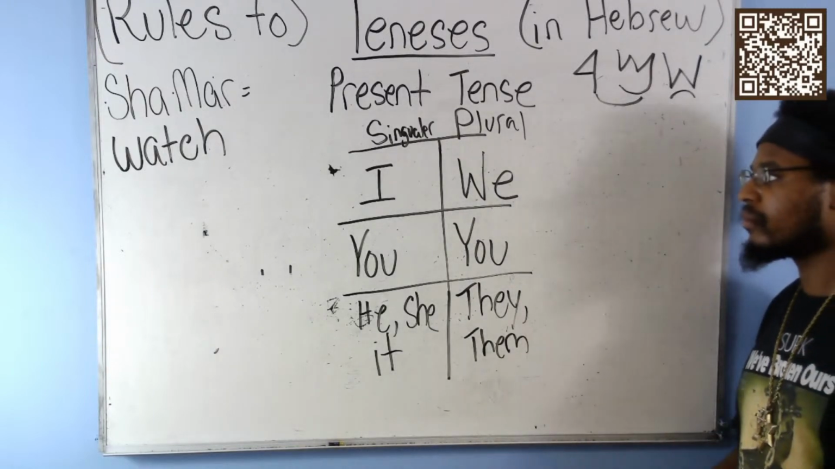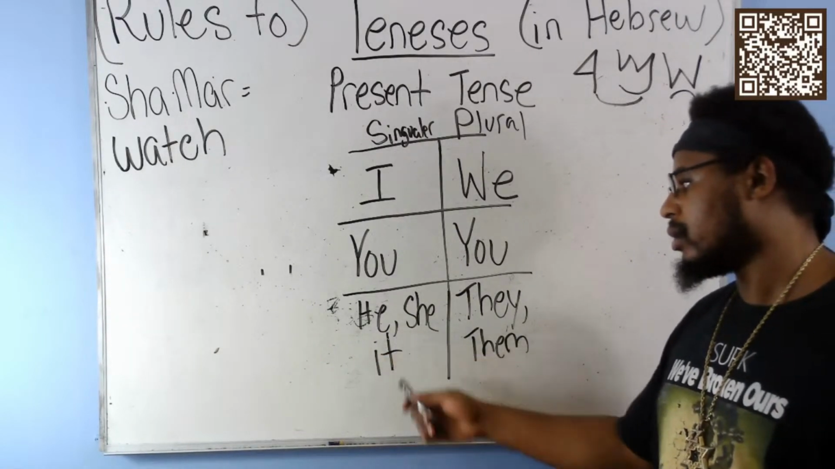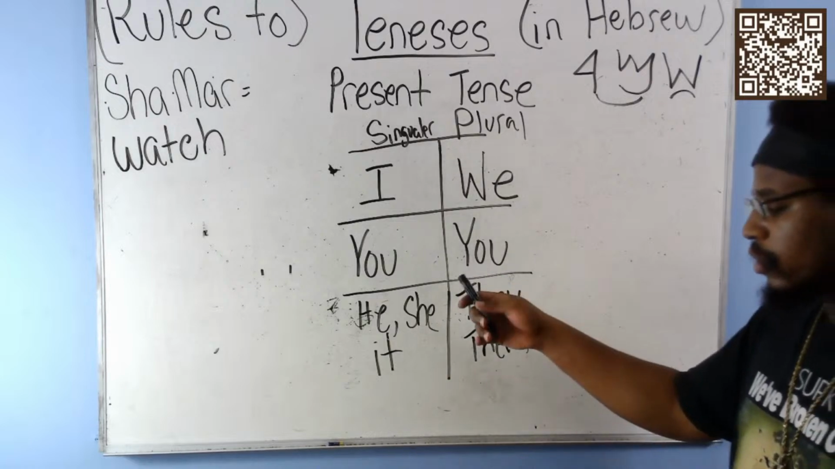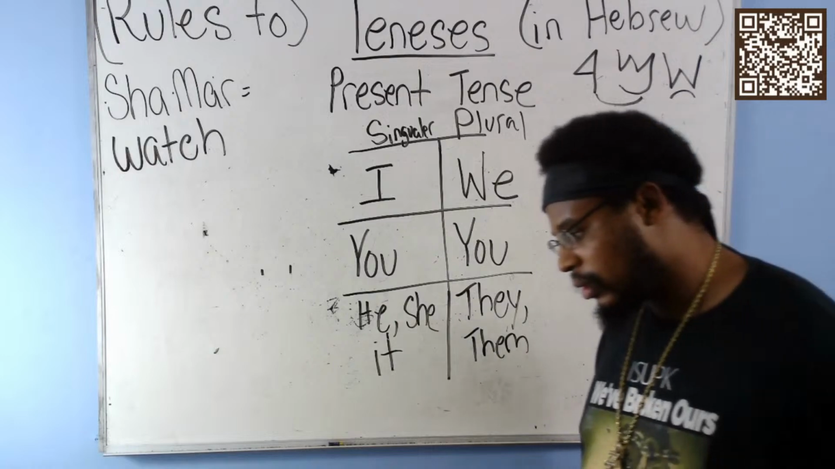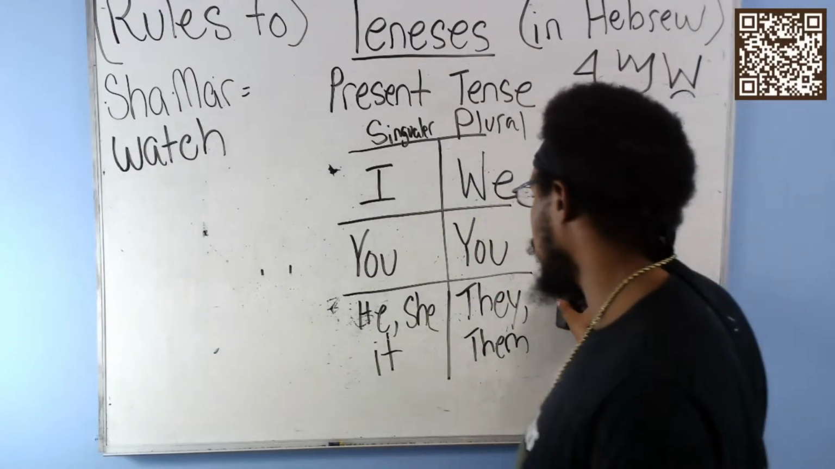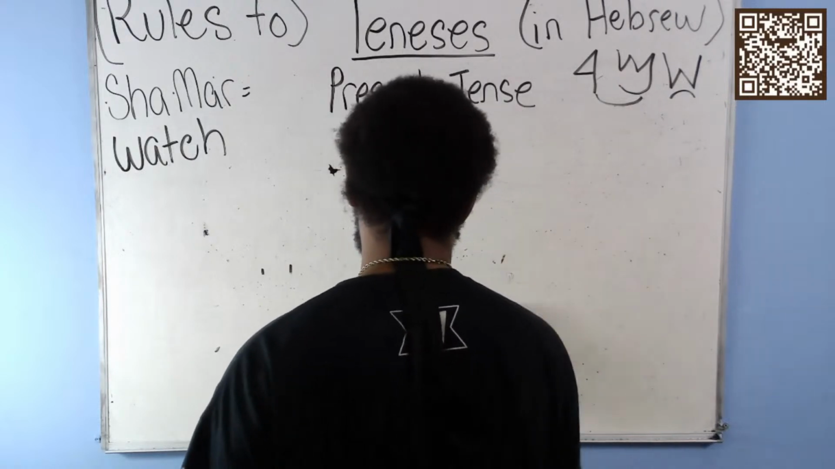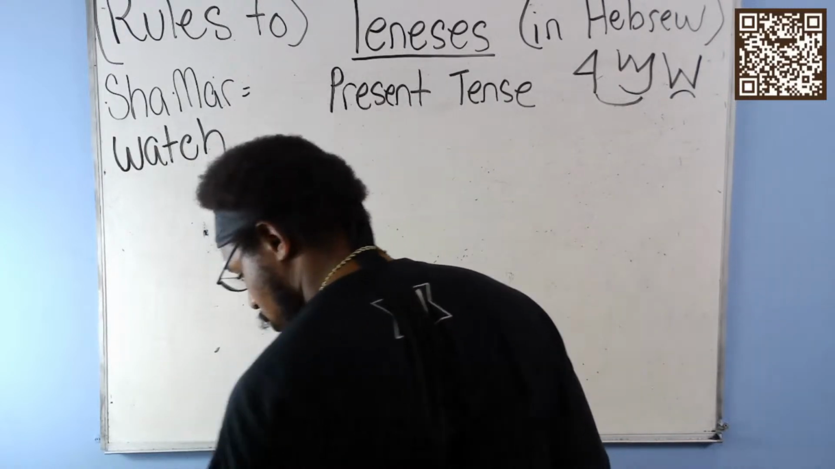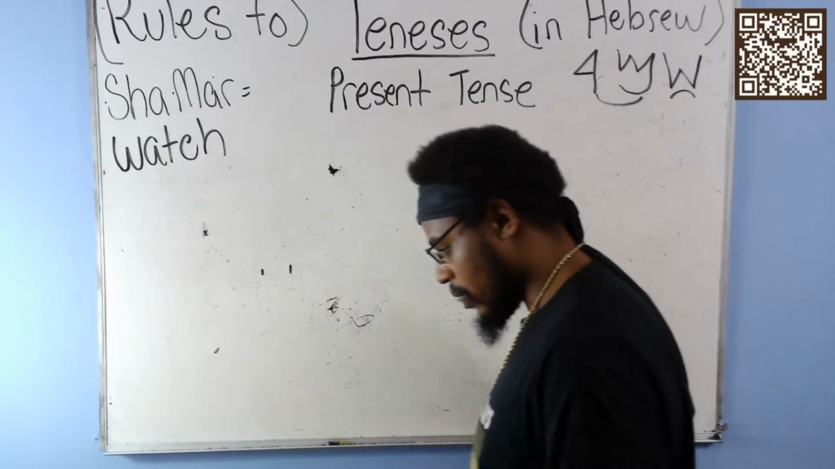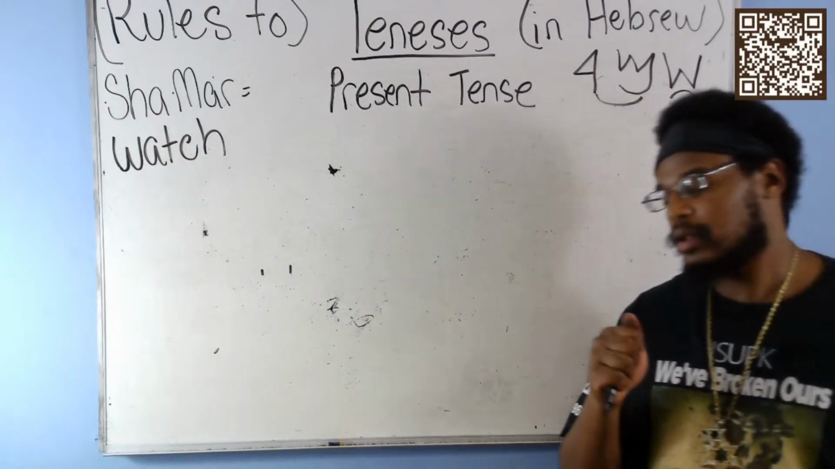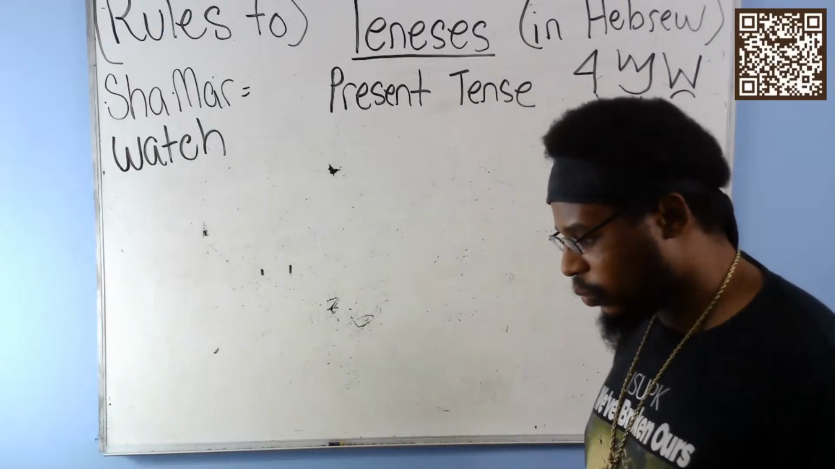So usually the masculine and feminine gets onto he and she, but in our language we also have feminine you when we talk about females. Feminine you, feminine singular, and feminine plural you. So now we're going to get back into it. We got you, feminine, singular.